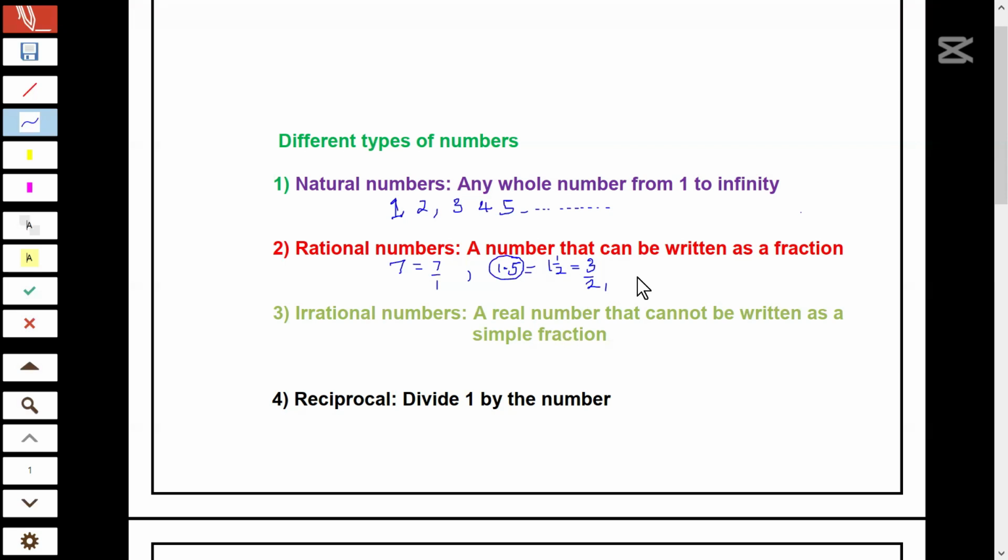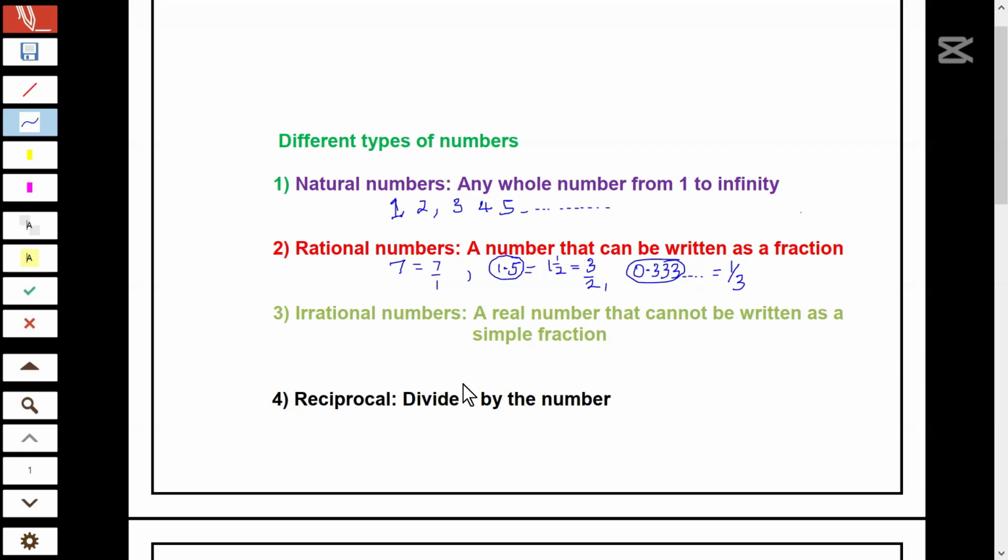Then we have 0.33. Now here we have a repeating decimal, and this can also be converted to a fraction. If you convert 0.33 to a fraction, it gives you 1 over 3, which means 0.33 is also a rational number.